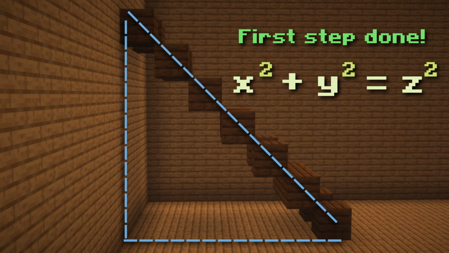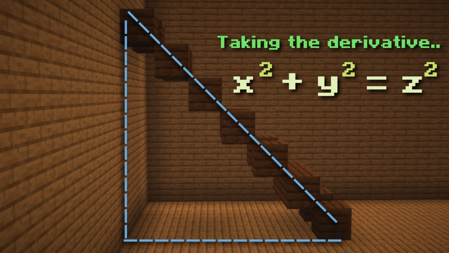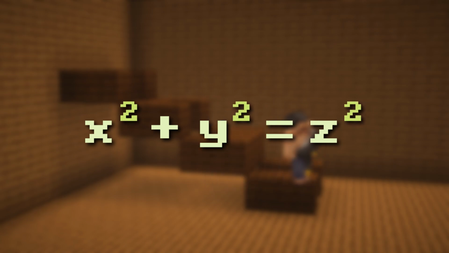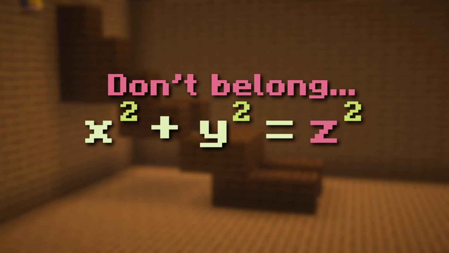So the first step is done. We then take the derivative of the equation for the second step. But this is actually where a lot of people get tripped up. Now it seems like just taking the derivative of all 3 of these variables works, but one of these variables actually doesn't belong. And that is the hypotenuse, or z squared.